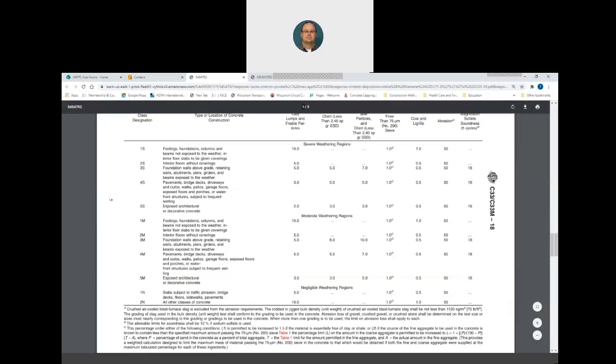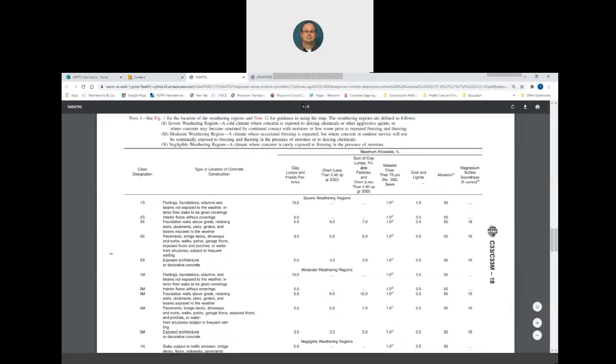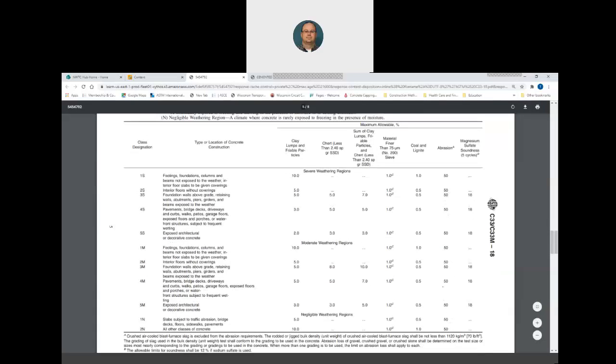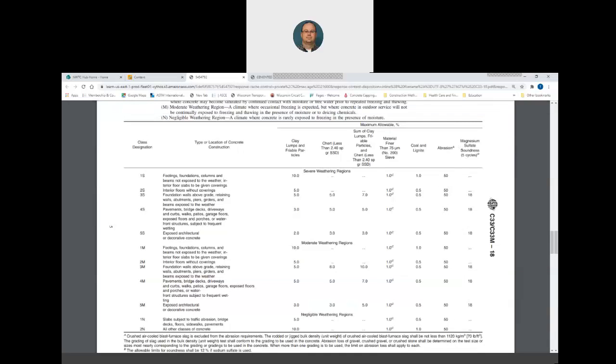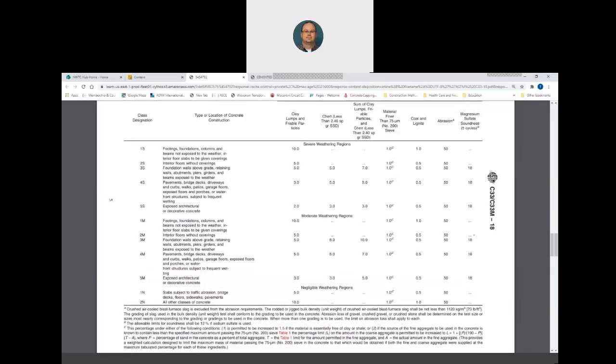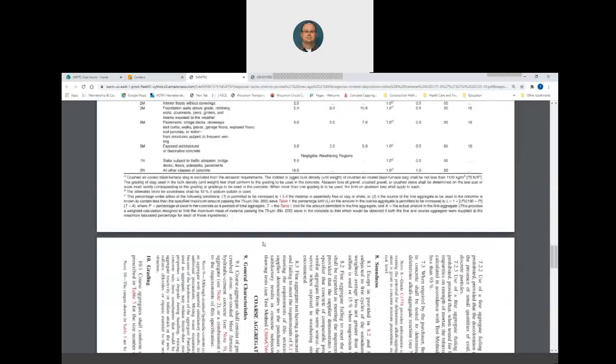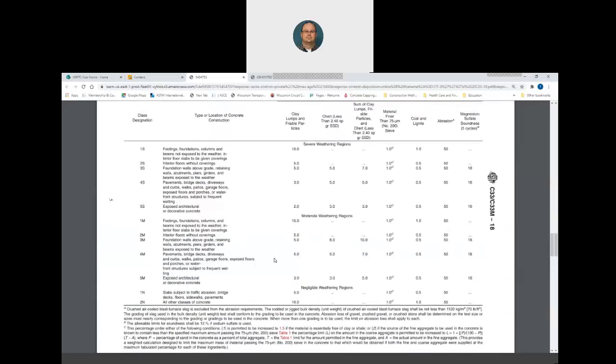Okay, then we have coal and lignite. Remember, another deleterious material. Okay, abrasion. So that's the LA abrasion machine. And then magnesium sulfate soundness. Remember that term soundness. So that's a special test, 18%. Okay, all right. So that's how we know for coarse aggregate.